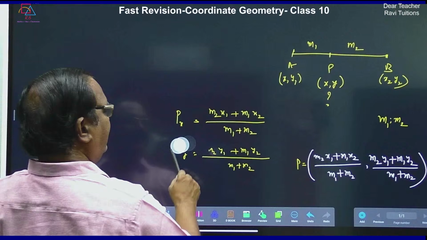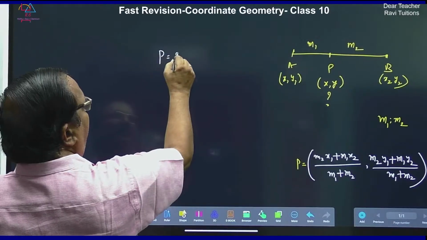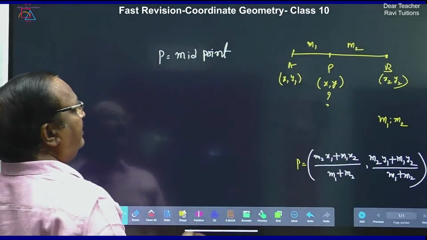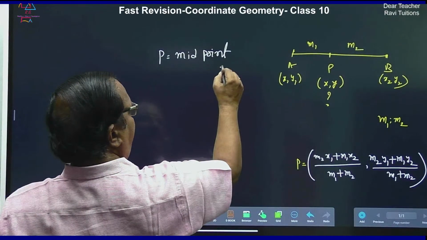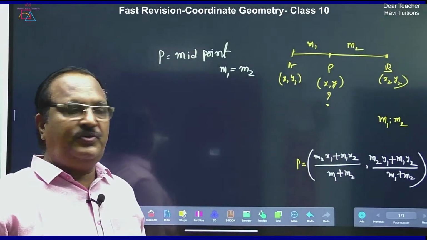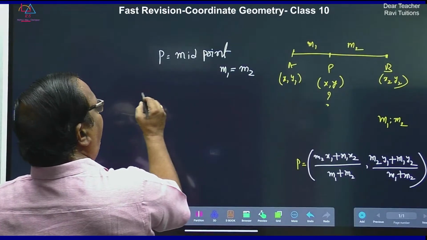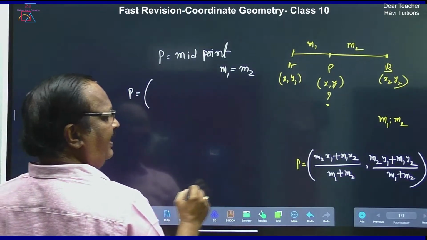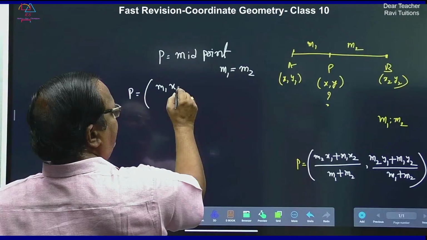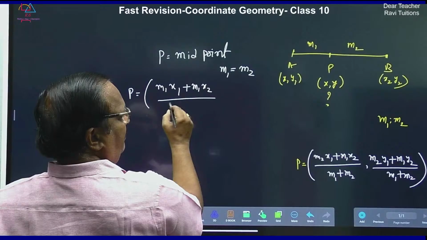other problems. Let me give you another problem. Suppose P is the midpoint, then m1 is equal to m2. That means these two parts are equal. So in this, in the m2 place, you write m1. I will write it again. Finally the formula is m1 x1 plus m1 x2 by m1 plus m2.